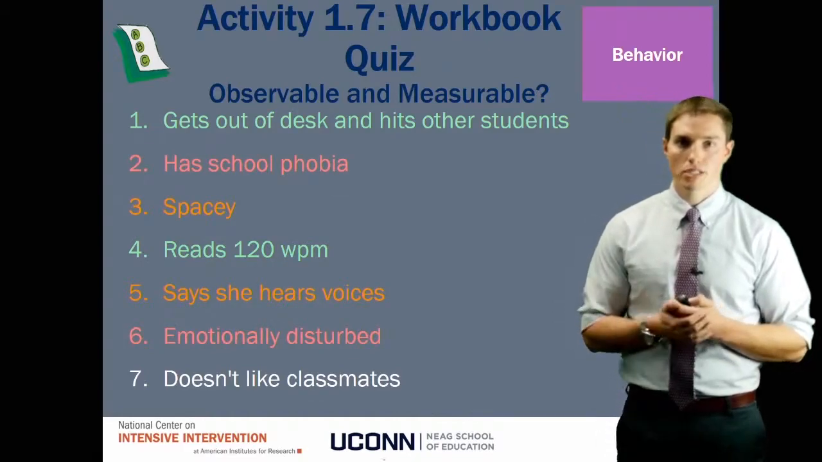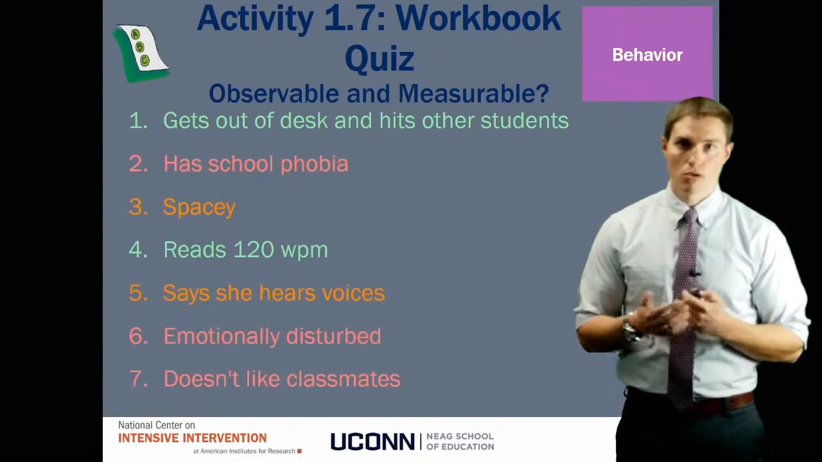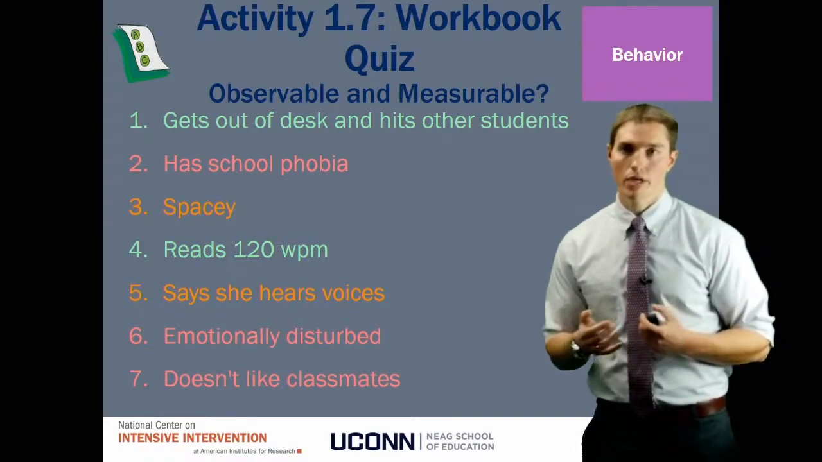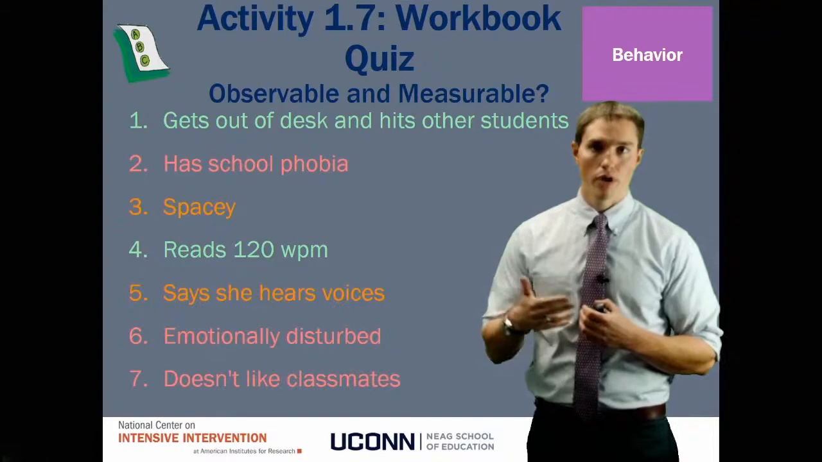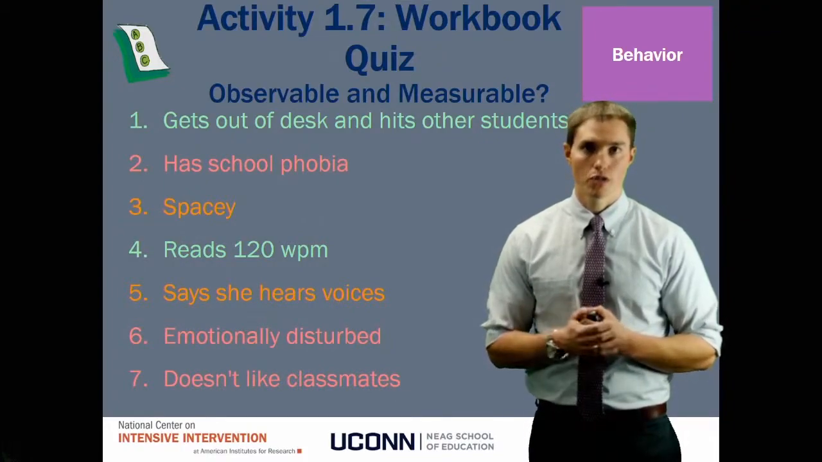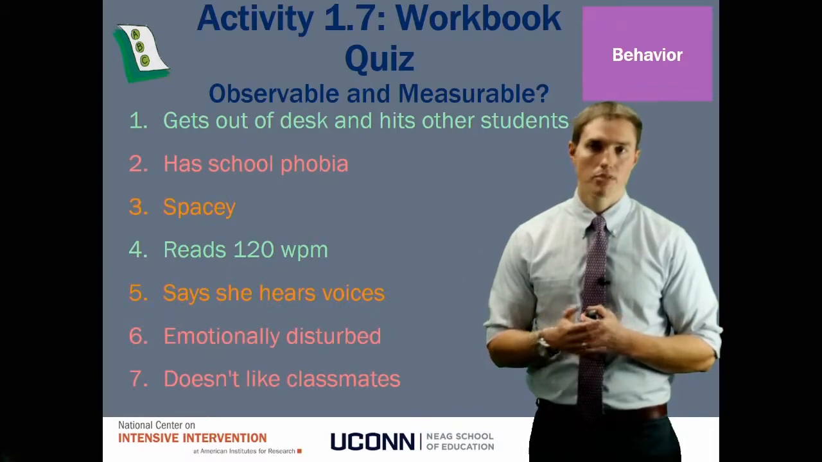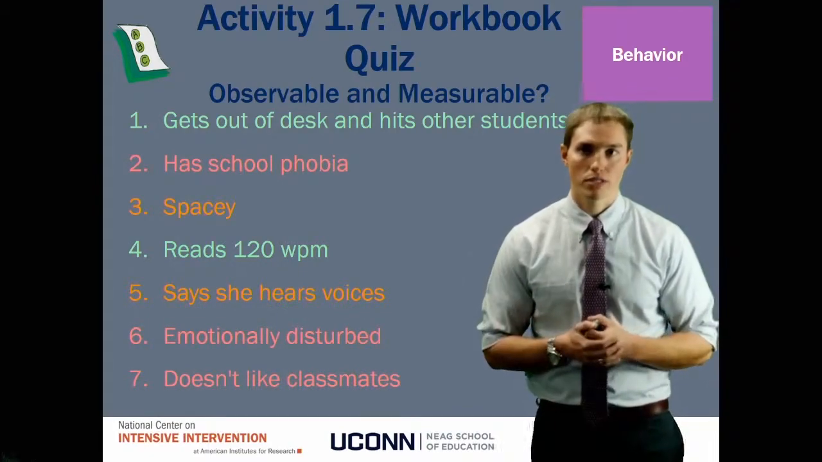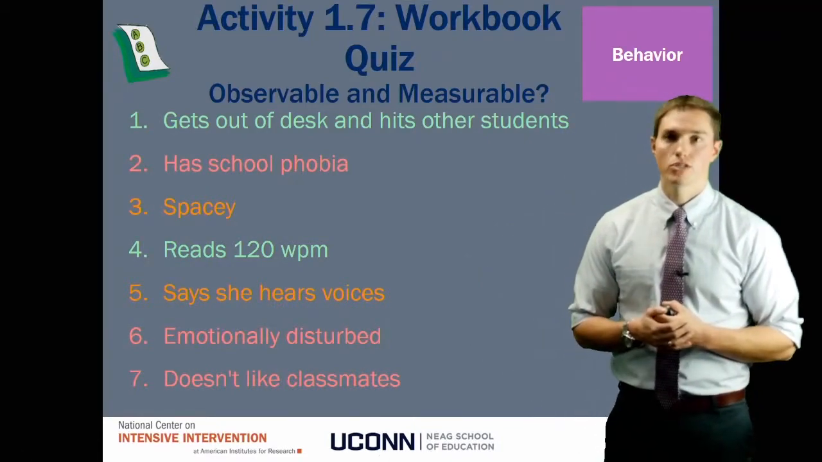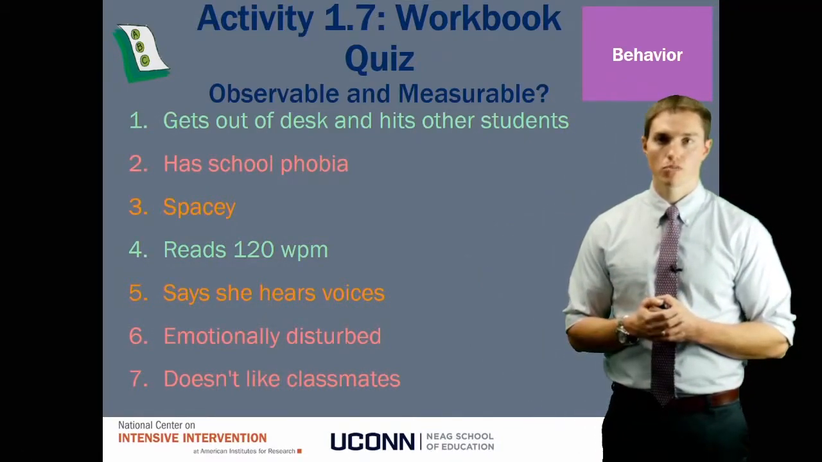And finally, doesn't like classmates. Similarly, this is a subjective statement inherently, not easy for an observer to walk in and clearly identify and reliably track when a student doesn't like another student. That would be a subjective observation, a qualitatively based observation, and not something that could be reliably measured across time. Therefore, this one also is red. It is not observable and measurable.